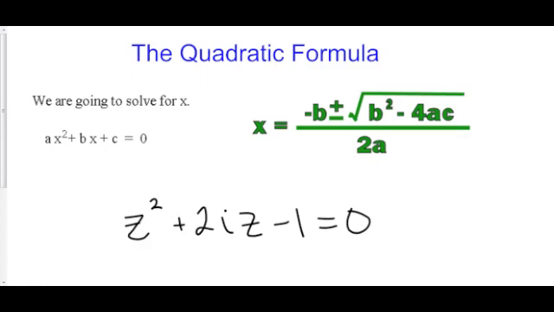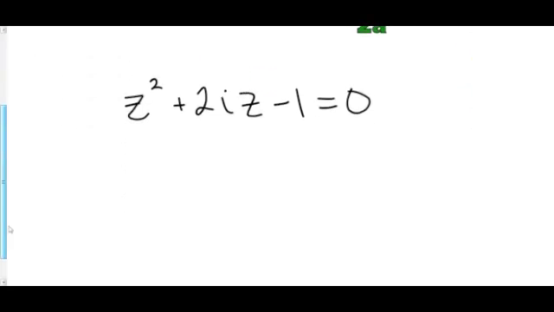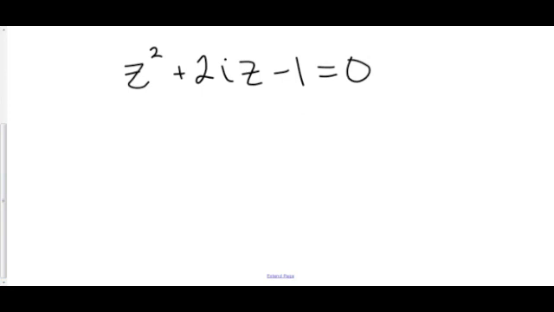Given a quadratic equation, ax squared plus bx plus c equals 0, the quadratic formula is given by x equals negative b plus or minus the square root of b squared minus 4ac all over 2a. Now this works for all quadratic equations, including ones that have complex and imaginary coefficients, like the one that I have here, z squared plus 2iz minus 1 equals 0.